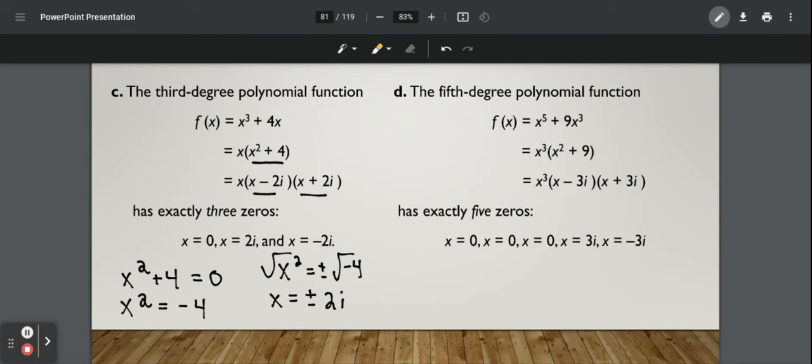If x equals plus or minus 2i, then this would be how you would write it as factors, with linear factors. And your zeros would be 0, 2i, and negative 2i.